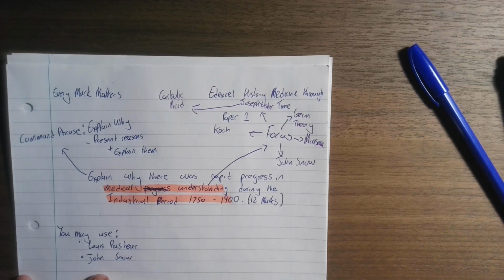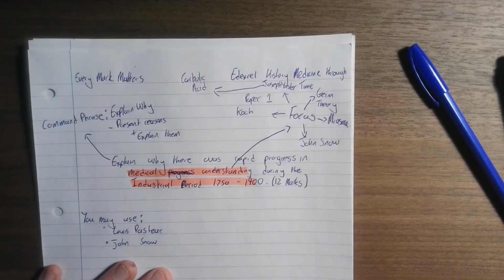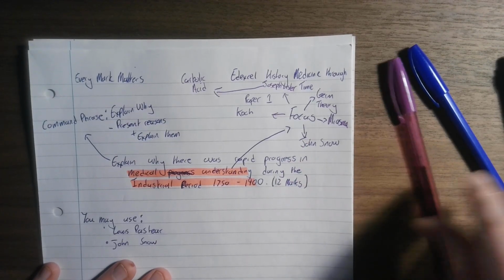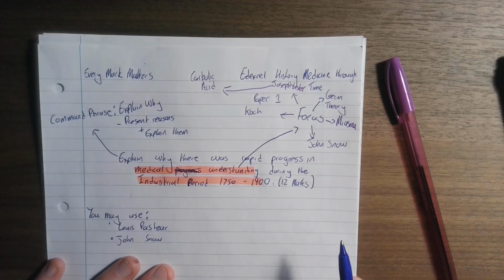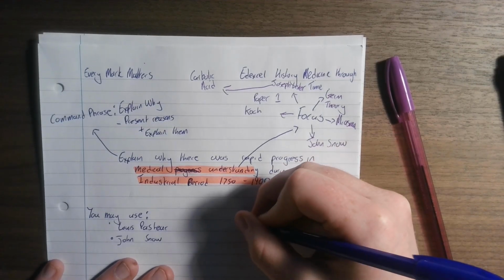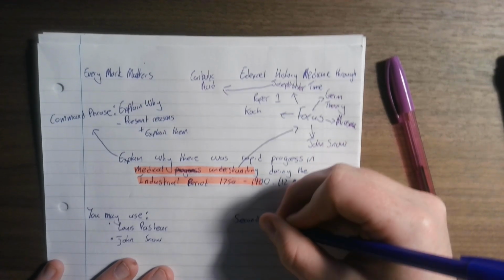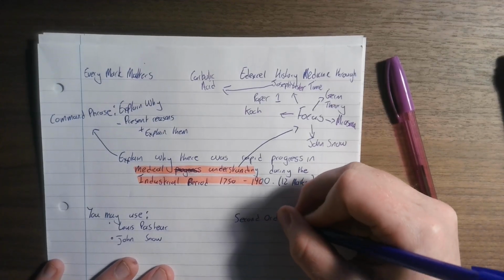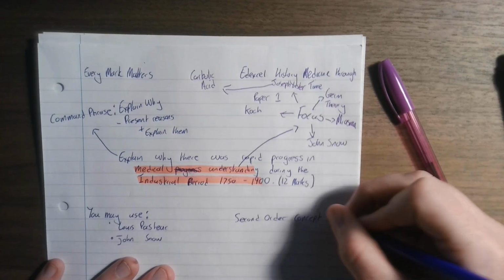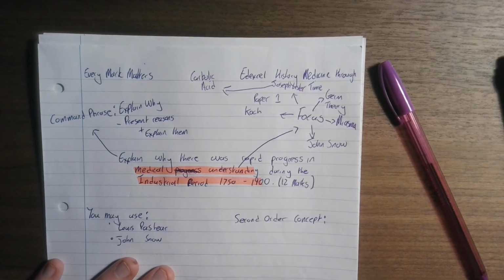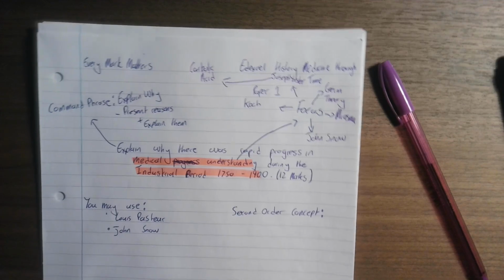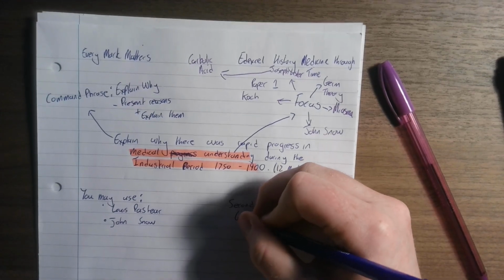Alright? Okay. So we've done the command phrase, we've done the focus. Our next part is what I call the second order concept. And this is the application of history. So I'm going to write down here second order concepts. This will be quite hard to work out because you won't be explicitly taught what these are, but in this question, it is causation.